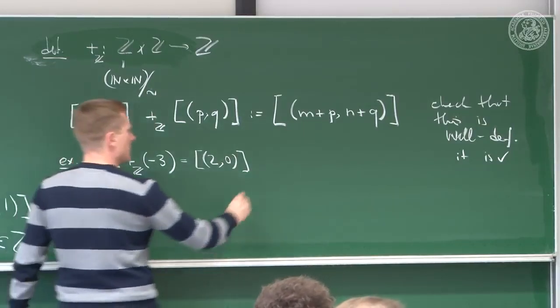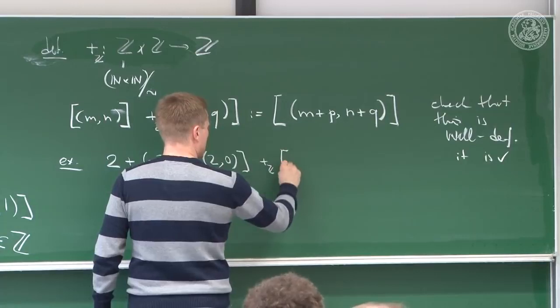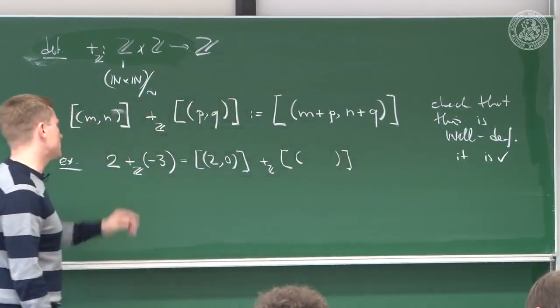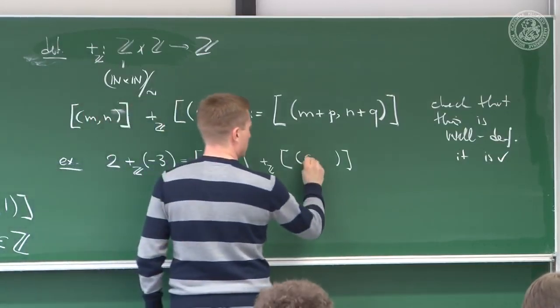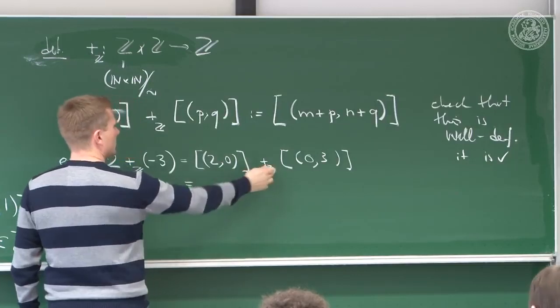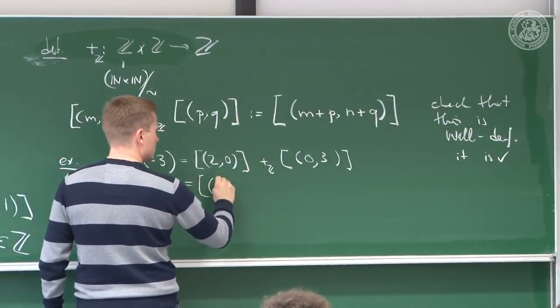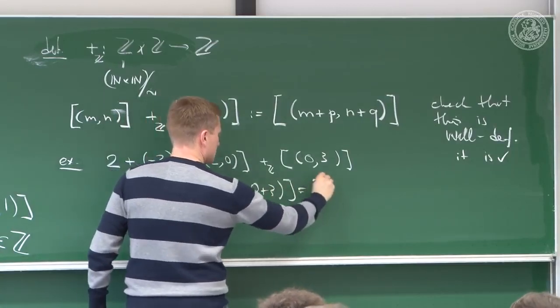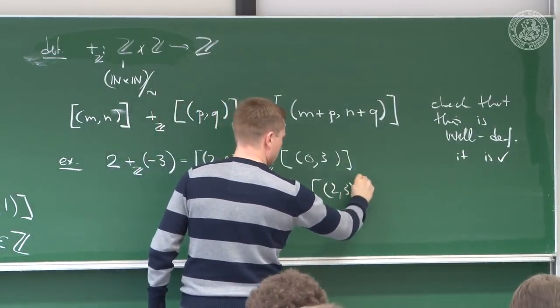Okay, (2, 0). Then comes the plus in Z. Then comes the class represented by one representative of the class minus 3. Well, let's take (0, 3). It's a simple one. Now we take the definition of the plus. This is 2 plus 0, 0 plus 3. This is, of course, (2, 3).